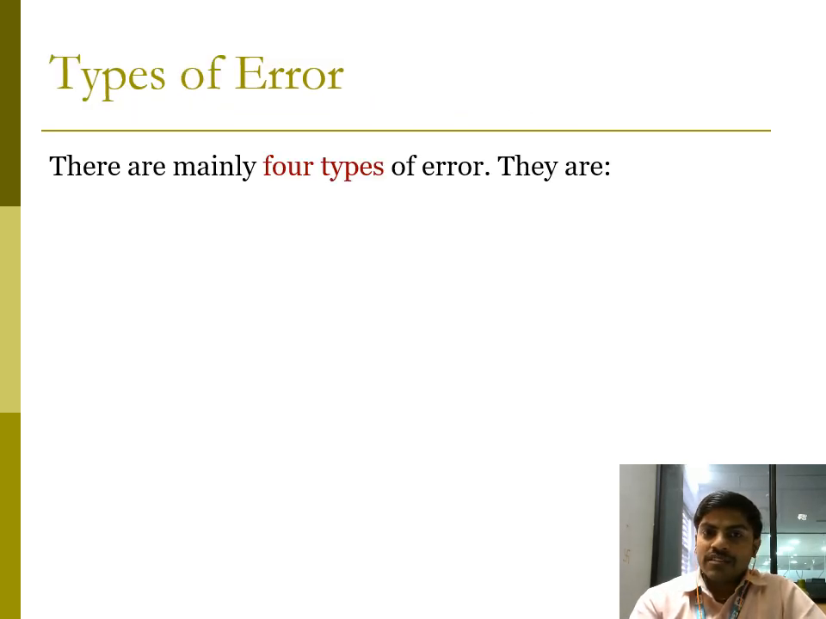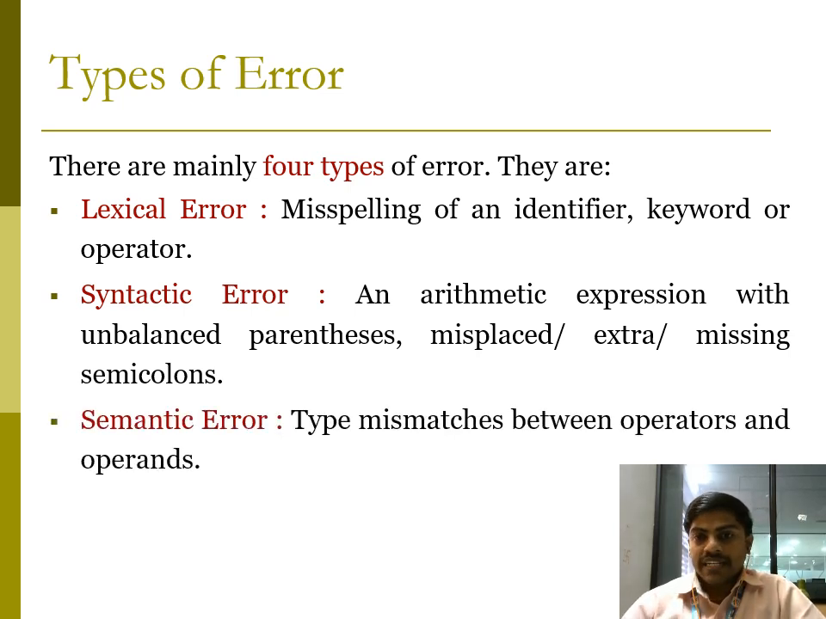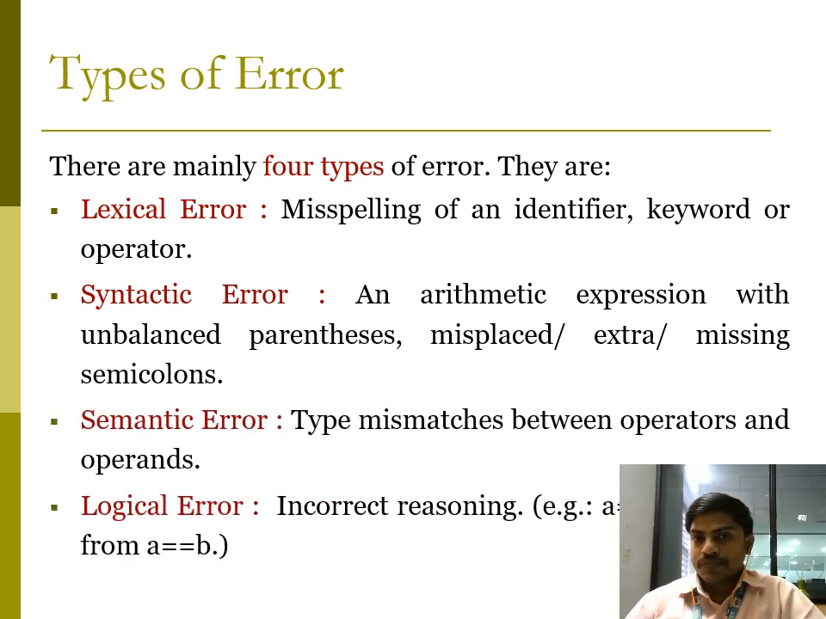There are several types of errors, respectively four mentioned in the regular textbooks: lexical errors, syntax errors, semantic errors, and logical errors. Any misspelling encountered in the program is termed a lexical error. A syntactical error is an arithmetic expression with unbalanced parentheses, misplaced, extra or missing semicolons, any syntactical kind of thing other than the lexical contents; it is termed a syntactic error.